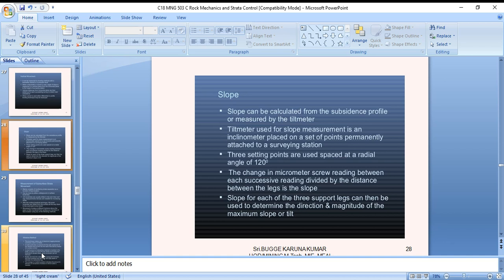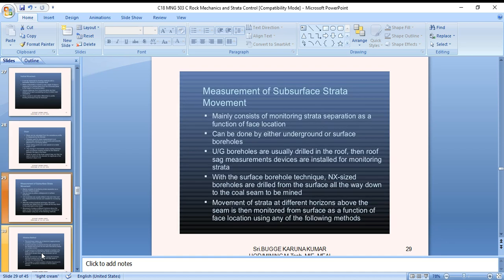The slope can be calculated for the subsidence profile measured by a tiltmeter. A tiltmeter based on slope measurement is an inclinometer placed on a set of points permanently attached to the surveying station. Three setting points are used, spaced at a radial angle of 120 degrees. The change in micrometer screw reading between each successive reading divided by the distance between the legs gives the slope. The slope for each of the three support legs can then be used to determine the direction and magnitude of the maximum slope or tilt.